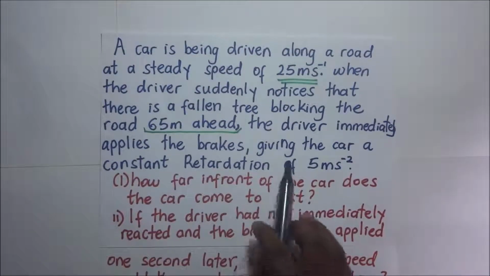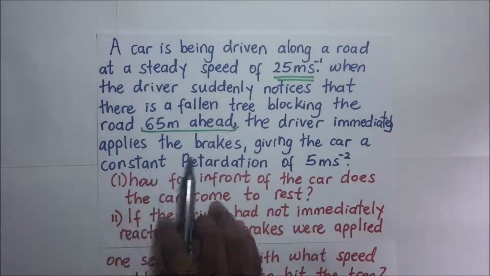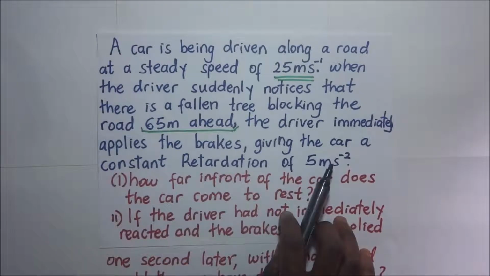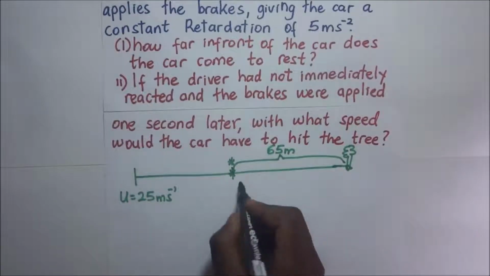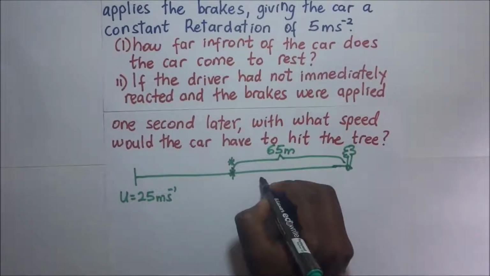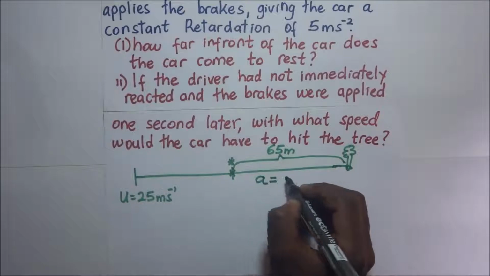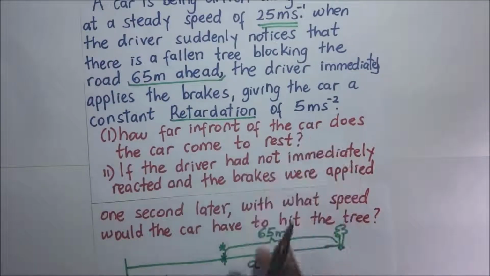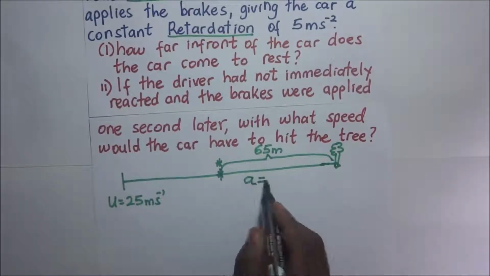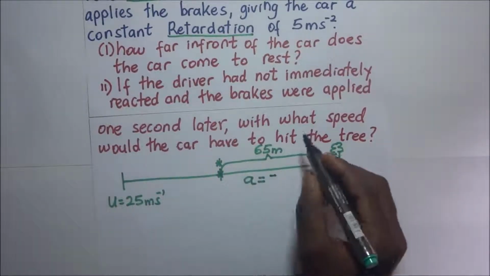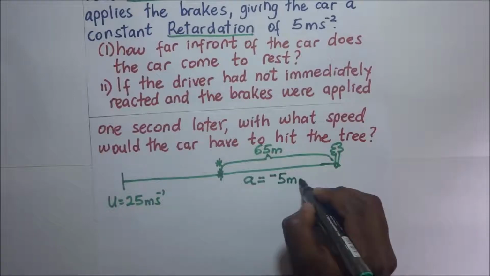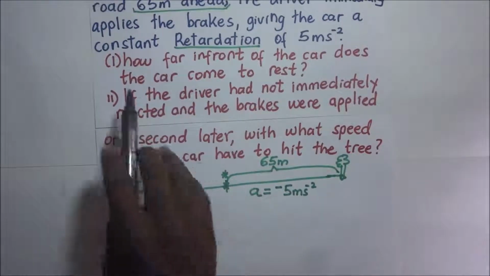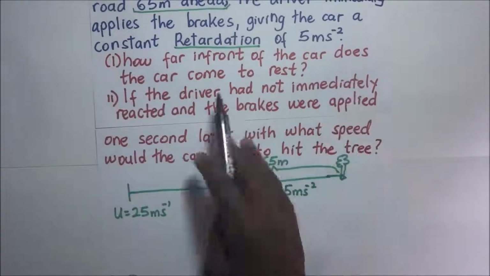So we continue. The driver immediately applies the brakes, giving the car a constant retardation of 5 meters per second squared. So as he applies the brakes, the retardation, which is the value of a, is 5. Now retardation means negative acceleration. So the retardation or the deceleration is simply negative 5 meters per second squared. That's the constant retardation given. They're asking us to find how far in front of the car does the car come to rest.